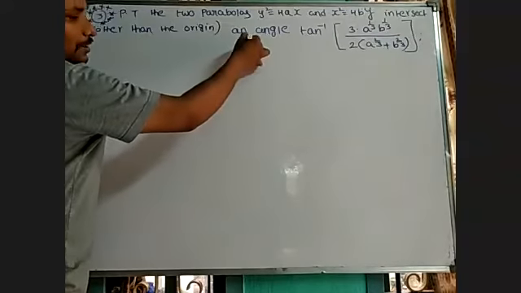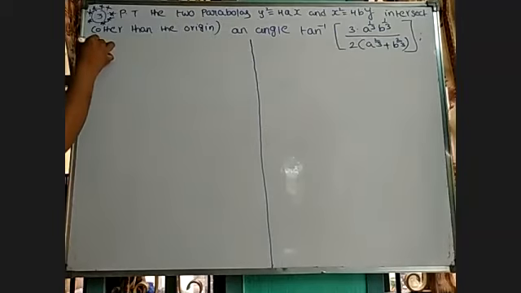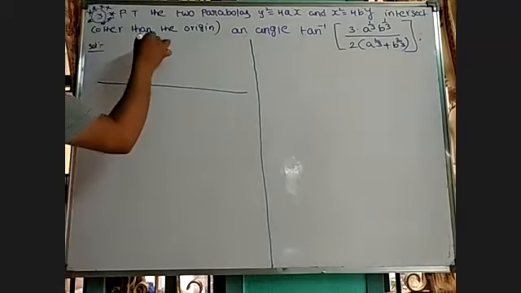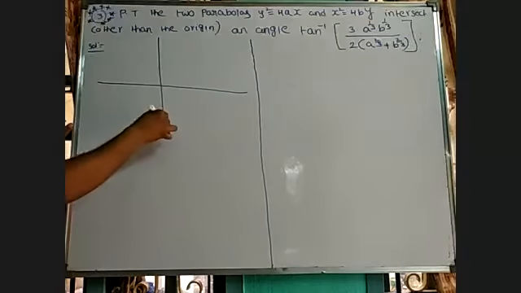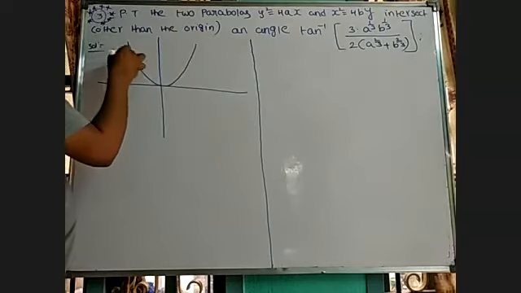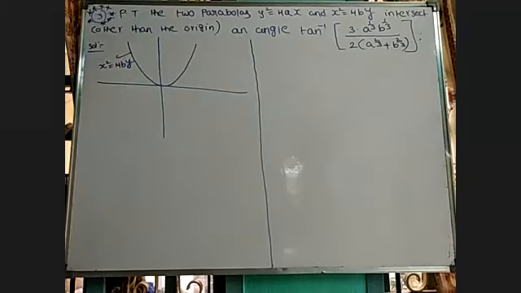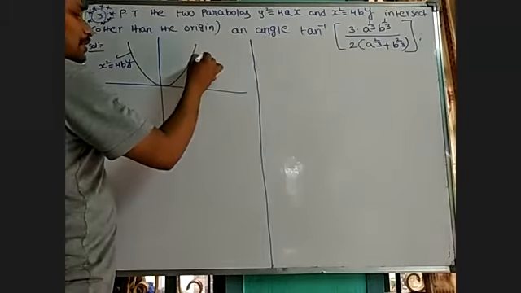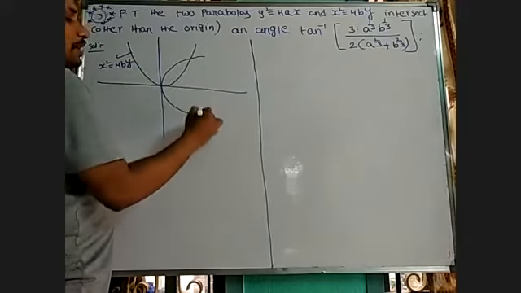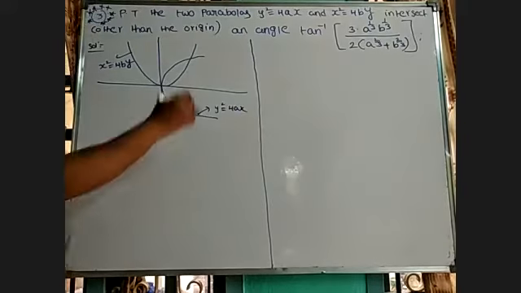Next, first we can draw the diagram for this. Here, if you see there, okay, I am taking this is the x axis, this is the y axis. Next, this is the parabola x square is equal to 4by we are taking. Understood? x square is equal to 4by. Next, here this is y square is equal to 4ax we can take.